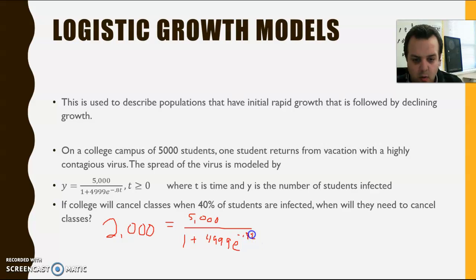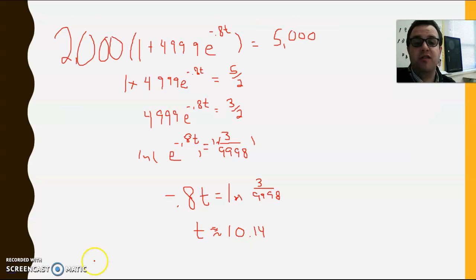Okay? What I'm going to do here is some cross multiplication. I'm going to pretend this is over 1, and we're going to cross multiply these. After we cross multiply, we'll get 2,000 times that 1 plus 4,999 e to the negative 0.8t equals 5,000. I then divided by 2,000. I got 5 over 2. Subtracted 1 from each side. I got 3 halves over here now, 4,999e, whatever. Divided by that 4,999, that gave me 3 over 9,998.